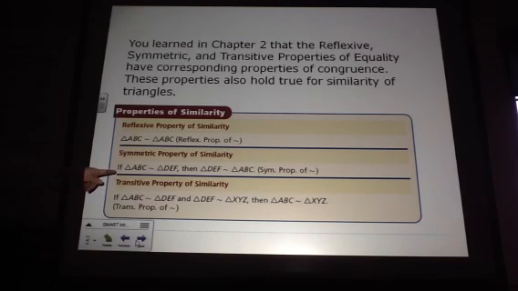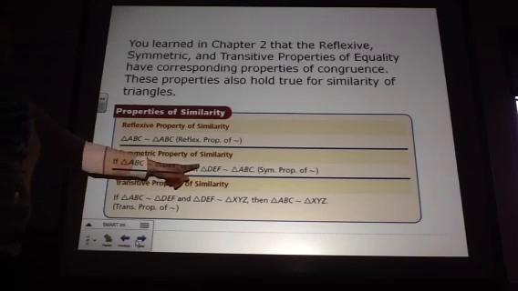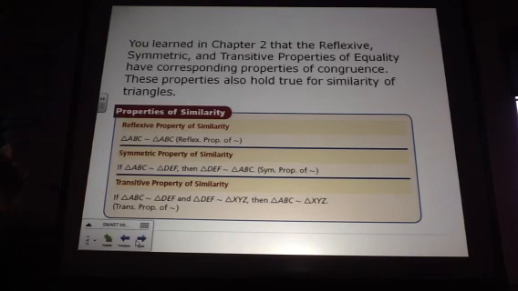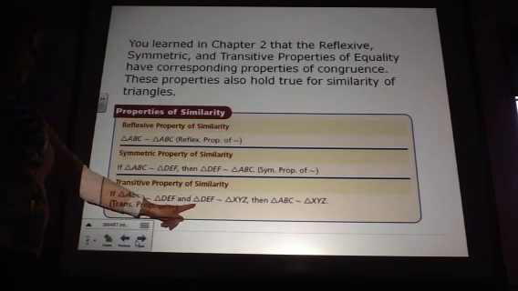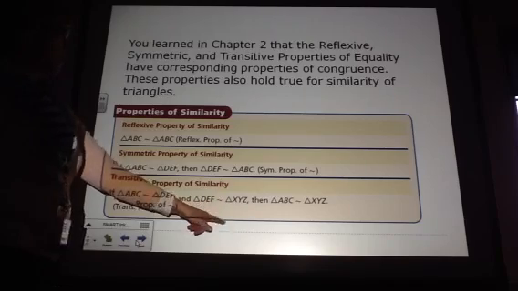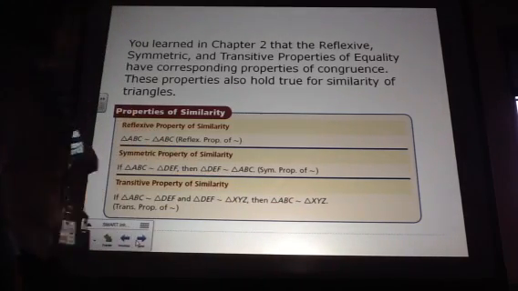Symmetric, if triangle ABC is similar to DEF, then triangle DEF is similar to ABC. Switching the order there. And then the transitive is if you have one triangle similar to the second triangle, and that second triangle is similar to the third triangle, then you know the first triangle is similar to the third one.